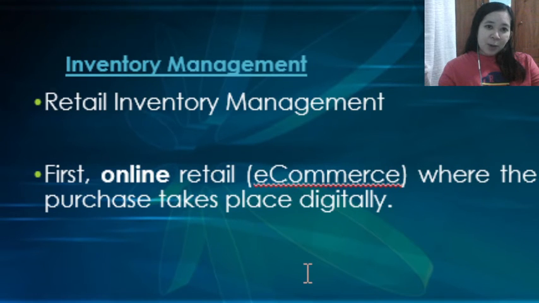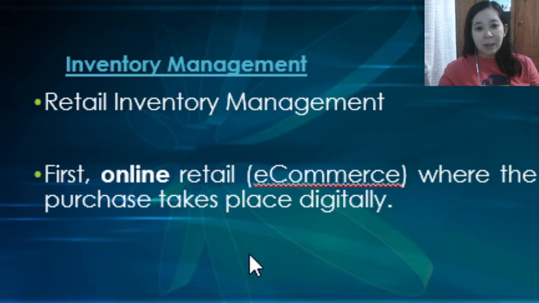So here we have the first type of retail, which is online retail, or what we call e-commerce. This is where the purchase takes place digitally. Nowadays, this is the most common retail that we know. We order online, we can shop online, digitally.